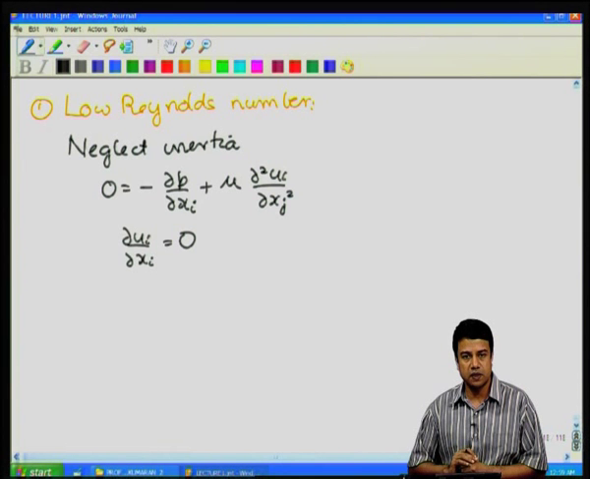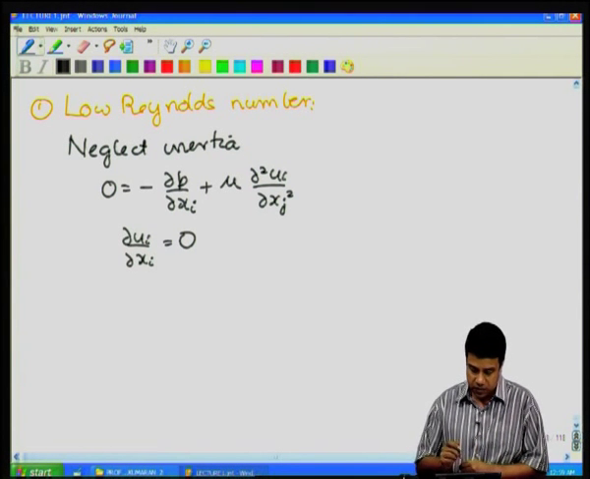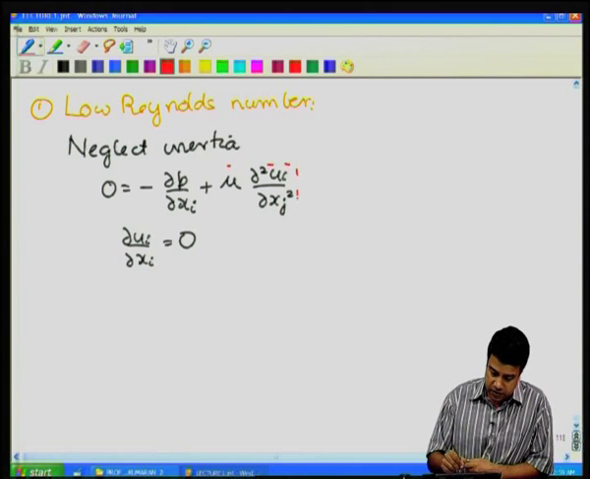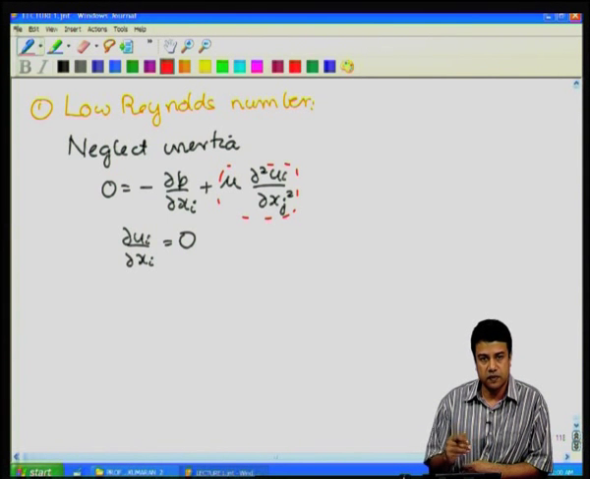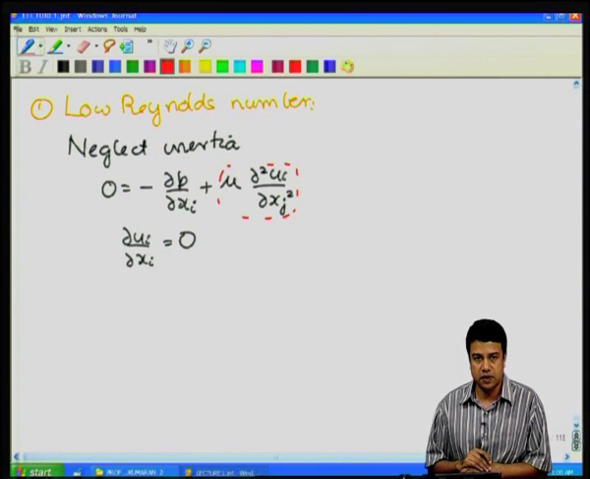In the case of momentum, mass and energy transfer, I just had this term. In the case of mass and energy transfer, I just had this term. For momentum transfer, I also have a pressure, and for solving that pressure, I have the incompressibility condition.